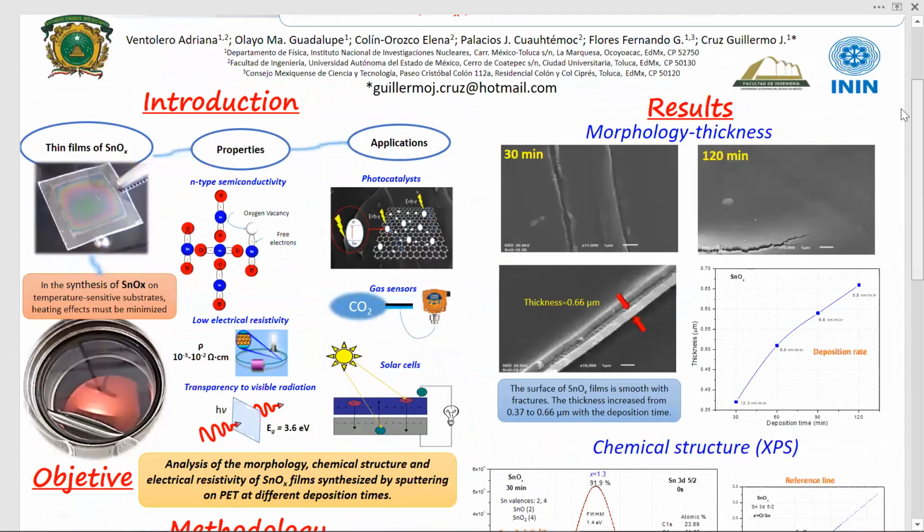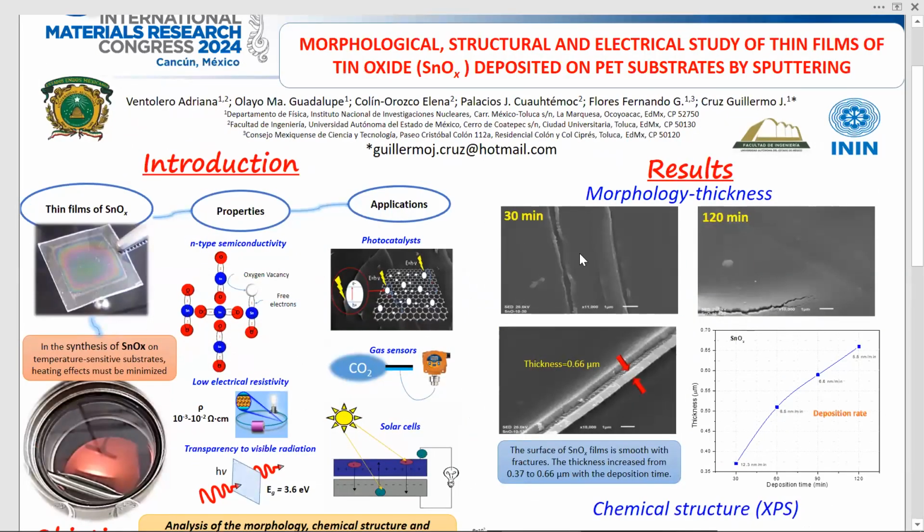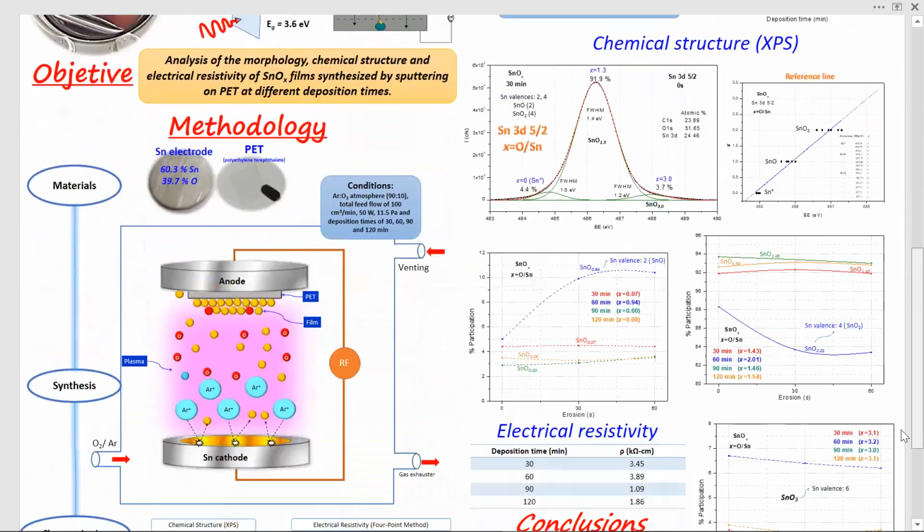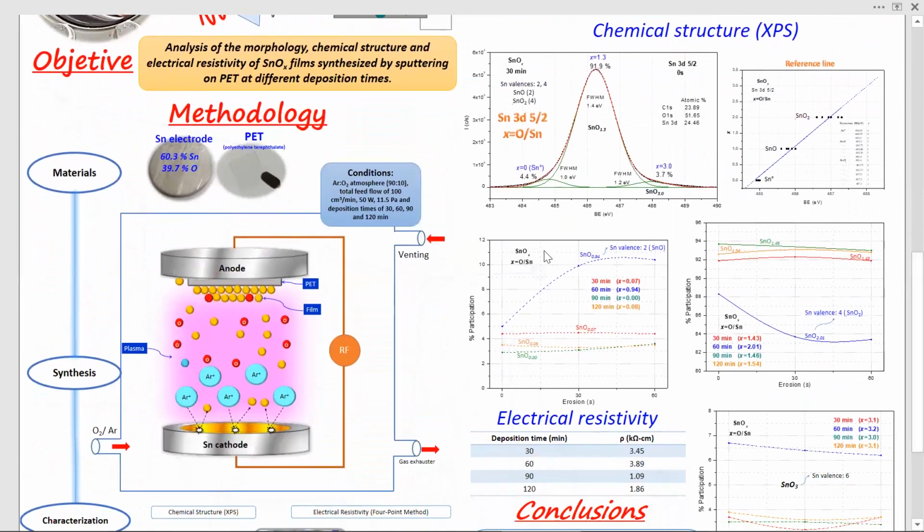According to the micrograph, the surface of the film is smooth with fractures. The thickness increases from 0.37 to 0.66 micrometers with increasing deposition time. It can also be observed that the deposition rate decreases from 12.3 to 5.5 nanometers per minute as the deposition time increases.